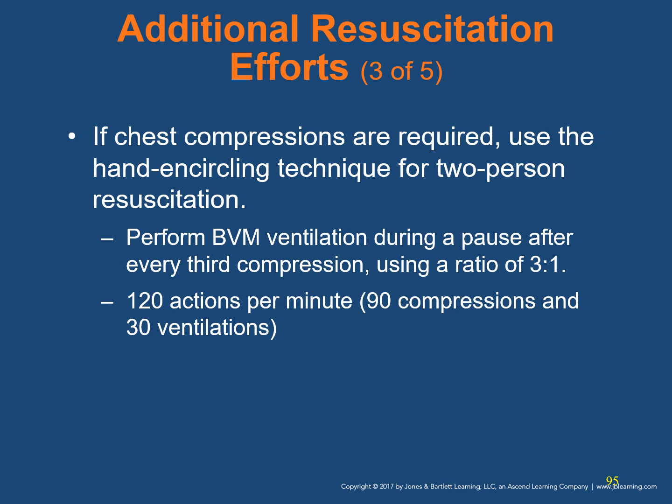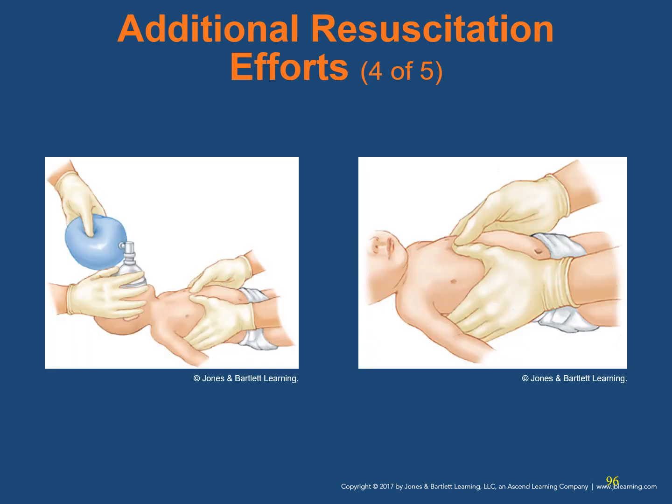If chest compressions are required, use the hand encircling technique for two-person resuscitation. Perform BVM ventilations during a pause after every third compression, using a compression to ventilation ratio of 3:1. This will yield a total of 120 actions per minute, 90 compressions and 30 ventilations. The figures on this slide show how to give chest compressions to a newborn using the hand encircling technique.